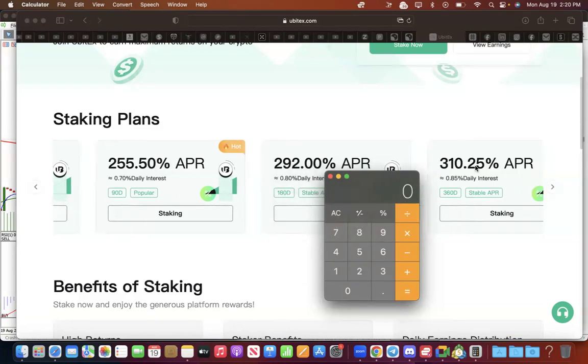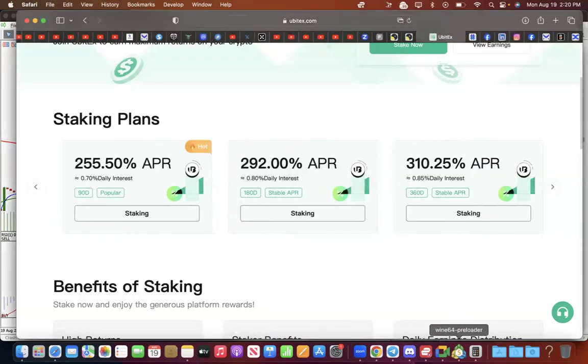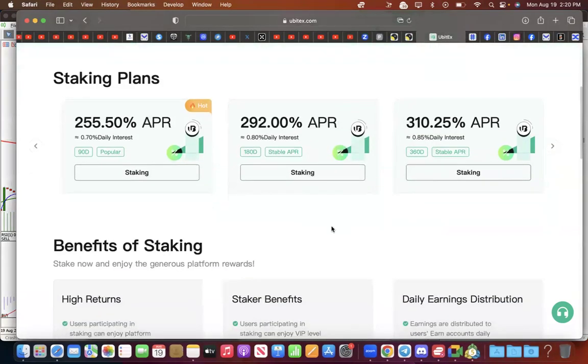Now let's go. The last one is for 360 days, which is like 1 year. So you just say 310%, divide by 12, okay? That gives you about 25% in a month. So you are going to make an average of $250 in a month if you invest 1,000.